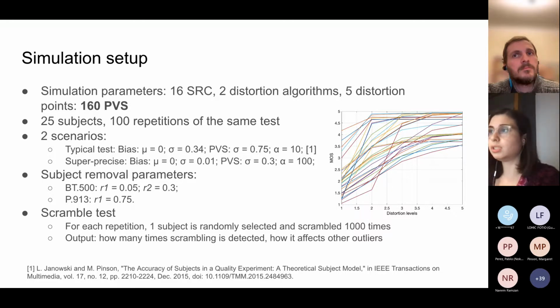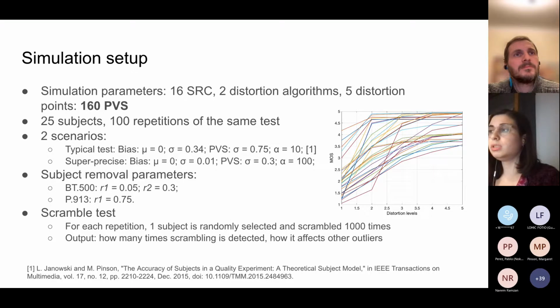We consider 2 scenarios. One is a typical test. The numbers were taken from the paper that Lucian and Margaret wrote in 2015. But also, and I think that PVS standard deviation comes from a discussion within VQEG, but I'm not sure, Lucian will know more, in which you consider a bias with a standard deviation of 0.34 and the PVS standard deviation of 0.75 and an alpha of 10.